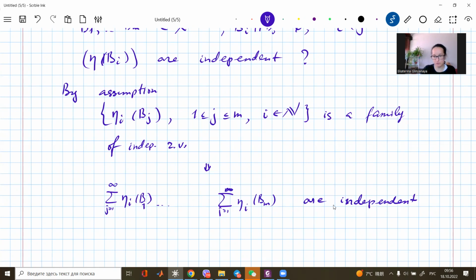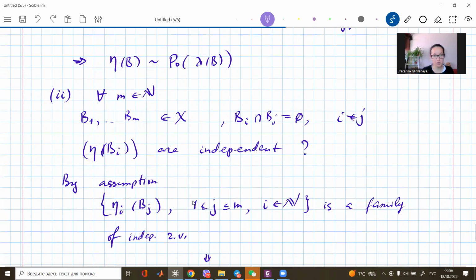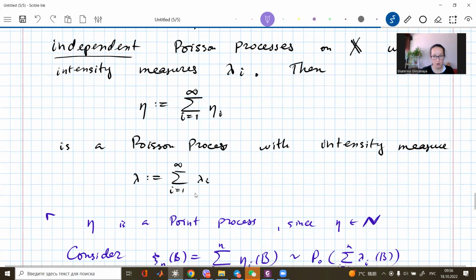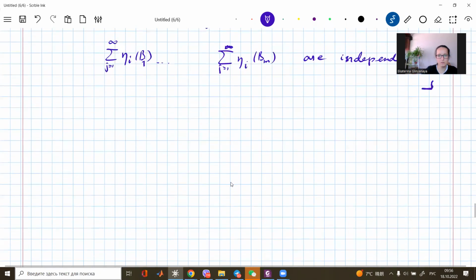So from this it follows that we prove the statement, because we prove that the sum of independent Poisson processes will again be a Poisson process with such intensity measure. So this gives us the idea how we can produce a general Poisson process if we know how to produce a Poisson process for finite measures. And this is the main statement.